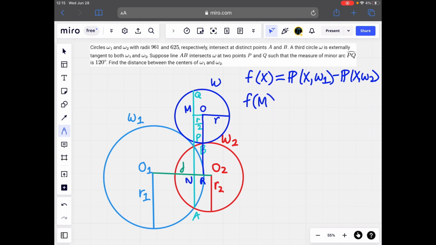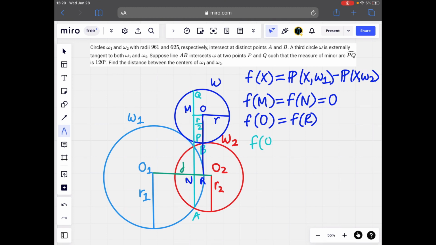Note that f of M is equal to f of N, because both M and N lie on the radical axis of W1 and W2. So f of M equals f of N equals 0. Also, line OR is parallel to the radical axis of W1 and W2, so f of O equals f of R. We don't know what it is yet, but we do know that f of O equals f of R, because OR is parallel to the radical axis of W1 and W2, and f is constant. So now we have forced all points, including O and M, onto line O1O2, which is perpendicular to the radical axis of W1 and W2.